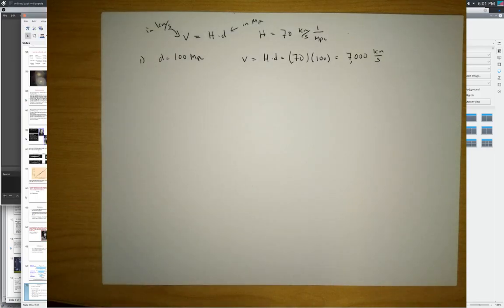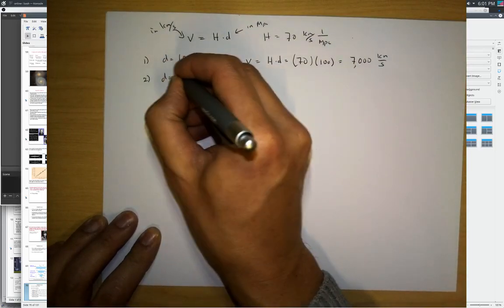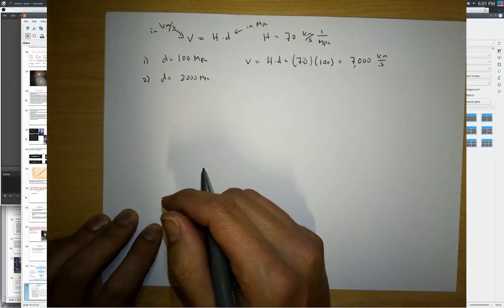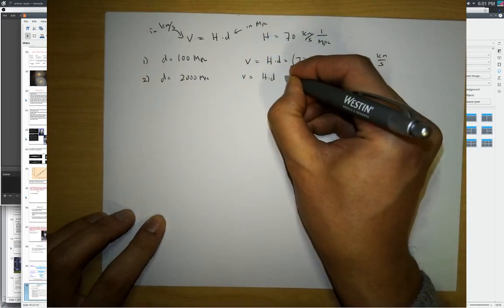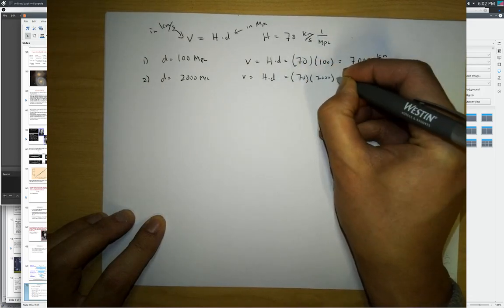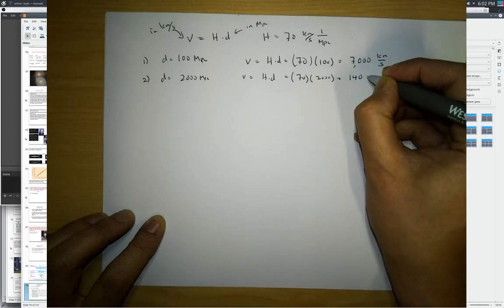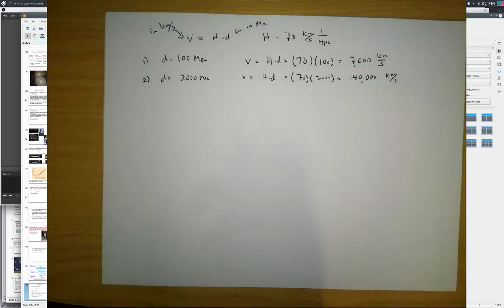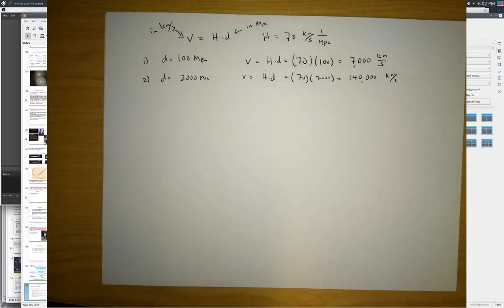Now the next one: the galaxy is D equal to 2,000 megaparsecs away. How fast is it moving away from us? All right, we do the same thing. V is equal to H times D. That's 70 times 2,000, which is going to be 140,000 kilometers per second. Hopefully I did that right. This happens to be close to half the speed of light at this point. Okay, next one.